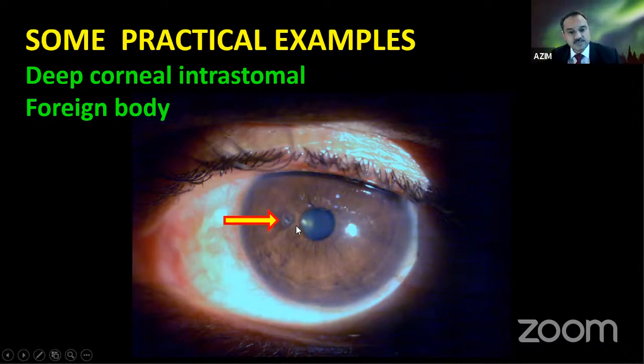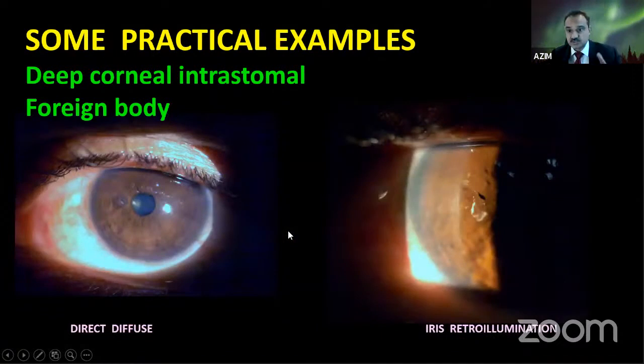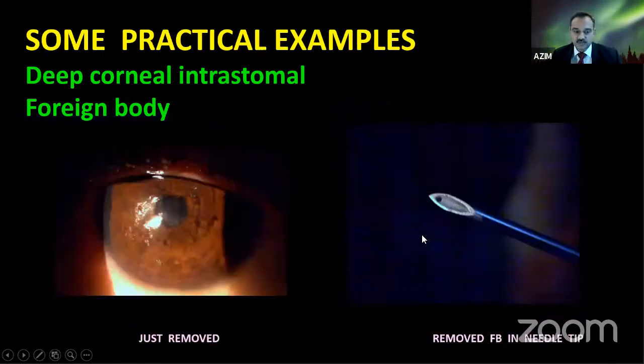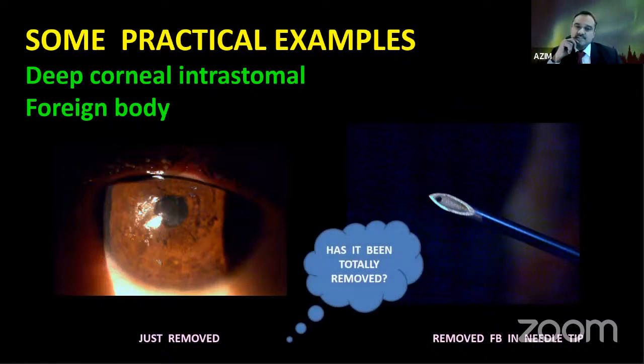This patient came to us as a referral with a deep stromal foreign body in the cornea. When we see in diffuse illumination, it doesn't give much detail. So what we do is go for iris retro illumination. Look, you can pick the foreign body out like a dark object in the background of the bright illumination. So you have to remove it. The foreign body was removed. Now comes the question: have I removed it properly? Is there anything left behind?